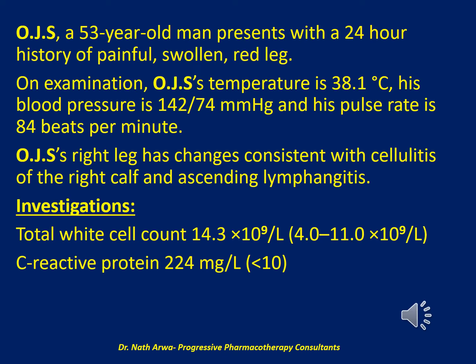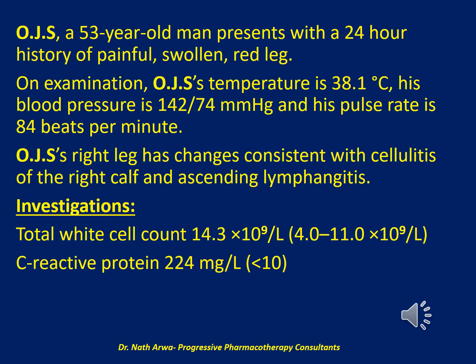And the first question reads, O.J.S, a 53-year-old man presents with a 24-hour history of painful, swollen, red leg. On examination, O.J.'s temperature is 38.1 degrees Celsius, his blood pressure is 142 systolic 74 diastolic and his pulse rate is 84 beats per minute. O.J.'s right leg has changes consistent with cellulitis of the right calf and ascending lymphangitis. Investigations are done. The results are as follows.